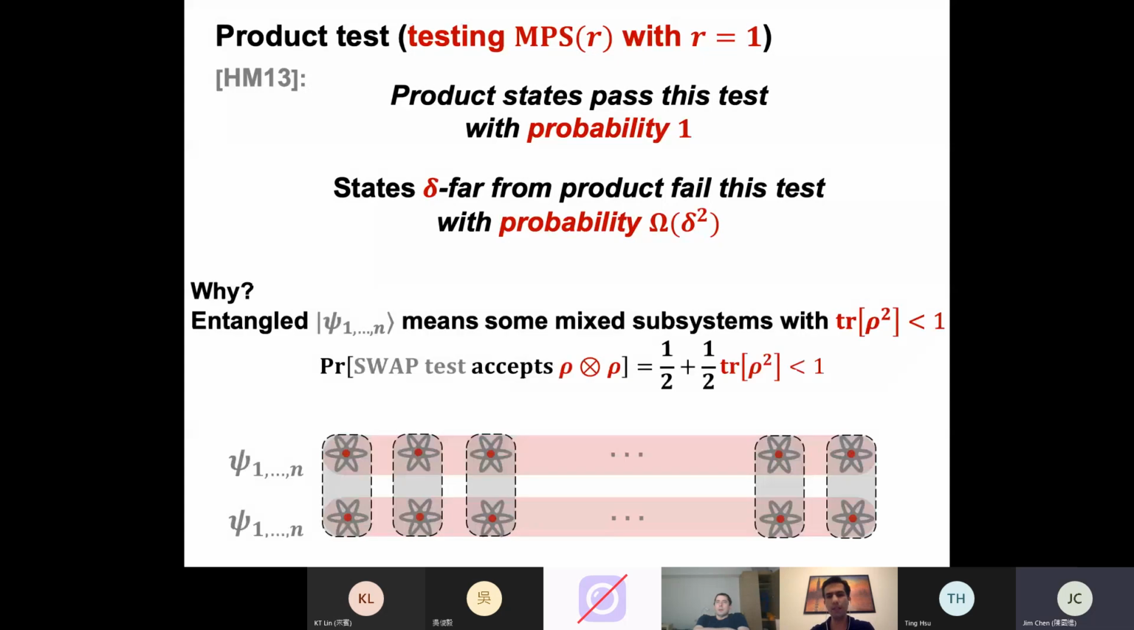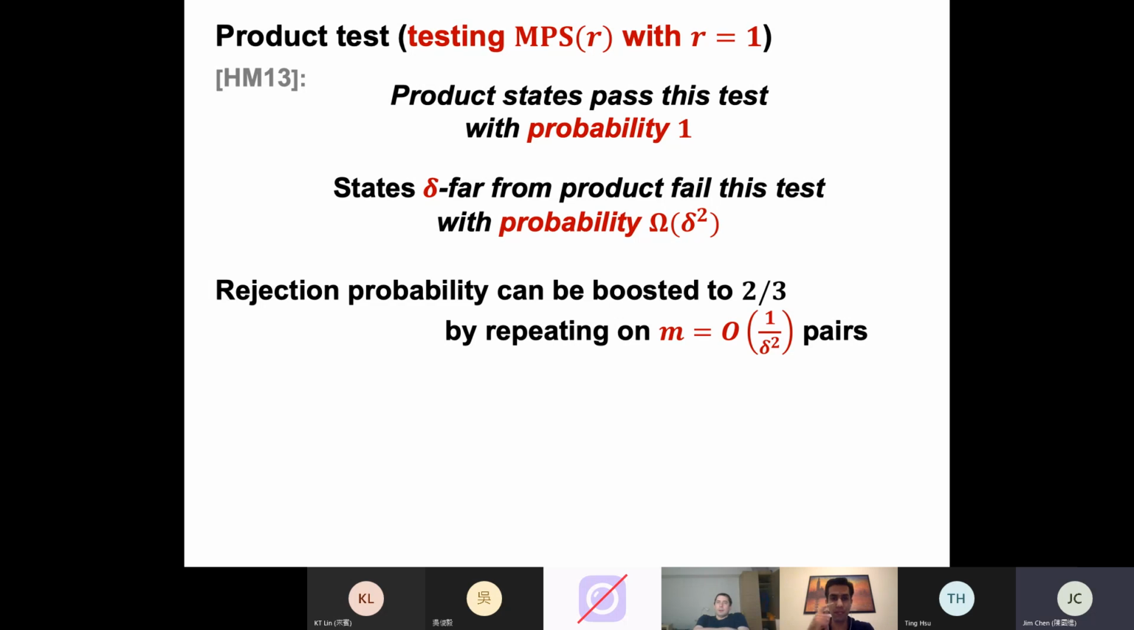And intuitively, this is because if a many-body state psi is entangled, some of its subsystems should be mixed states. And we know the swap test may reject on these mixed states. Okay, so we can also repeat the product test on 1 over delta squared more pairs of states to improve this soundness from delta squared to at least 2/3, which is what we initially wanted in the property testing model.